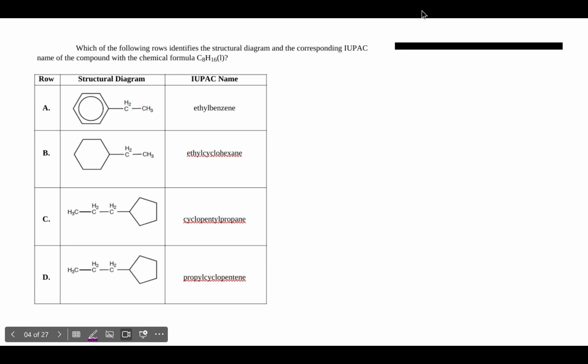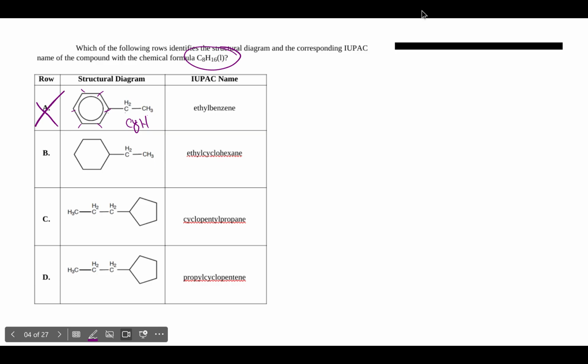Moving on to our next question, it's asking which of the rows identify the structure with the correct name, and we want it to have the formula C8H16. So looking at your first example, we have a benzene ring, so we know that's 6 carbons, and then you have 7, 8. So we have 8 carbons, so that's good. Now we would need to look at the hydrogens. With that benzene ring, each one of those would have a hydrogen, so that would be 6. And then you have 7, 8, 9, 10, 11. So it's not going to be this first one.